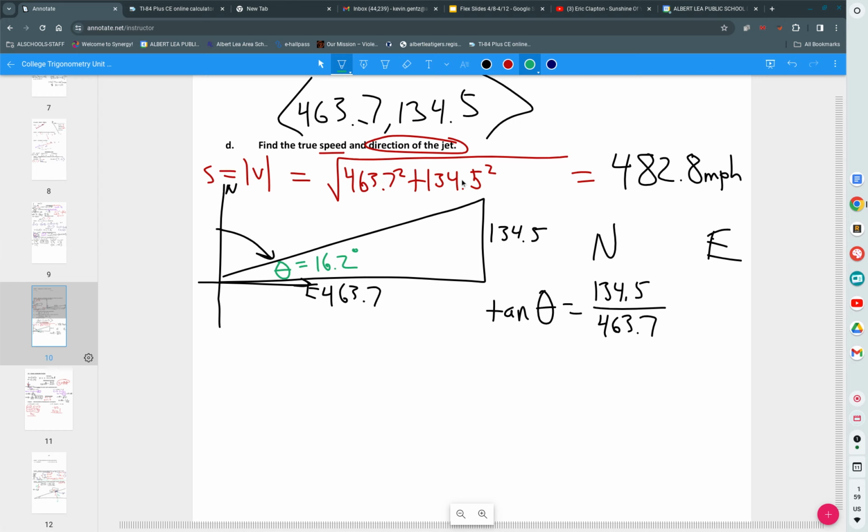So if I subtract that from 90, I get 73.8 degrees. So from north, I don't turn 80 degrees. From north, I turn 73.8 degrees. And that's my actual direction. The wind is blowing me a little bit off course. So that's enough information to be able to knock off those last 3 problems.